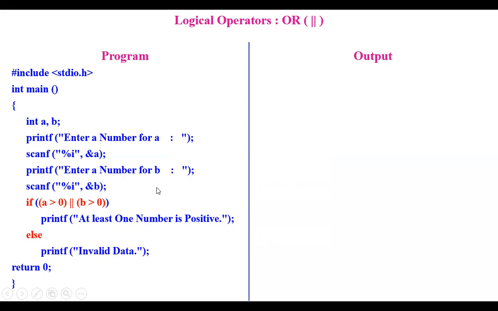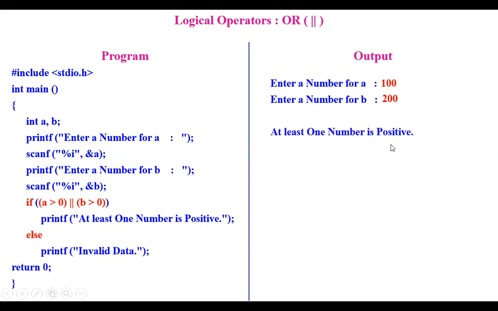Let us see. Compile this program and execute, and it is asking for the value of A. We have given 100, right? And for B, 200. Both are positive and greater than 0. So both conditions are satisfied here. Even though one is sufficient, here both conditions are being satisfied. So what happens? It says at least one number is positive. It is saying at least one is positive, maybe both, right?